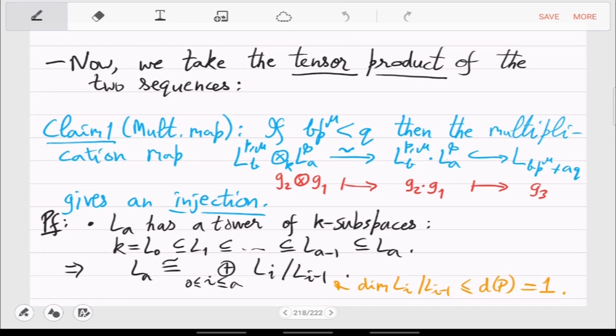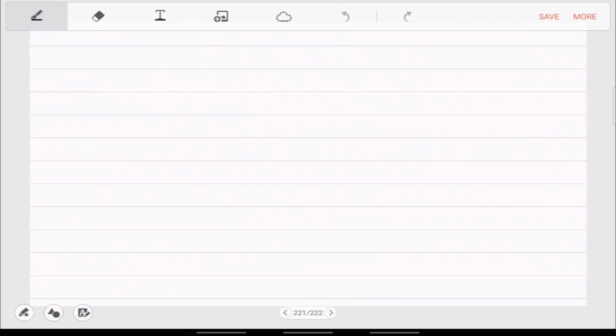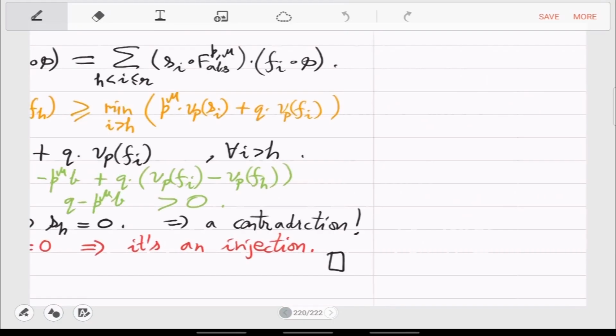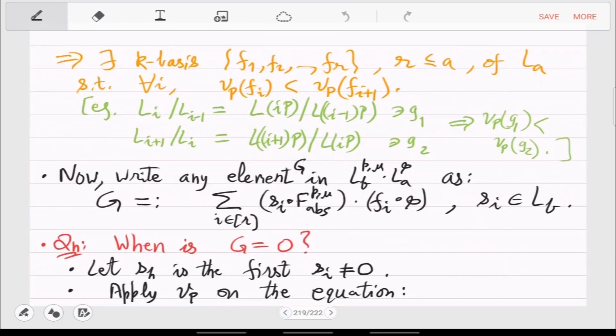So let's draw that diagram now. So if S is 0, then that means G is 0, right? Like all the S's are 0, right? No, SH was the first SI not equal to 0. Oh, it's a contradiction. Yeah, yeah. By definition of SH.